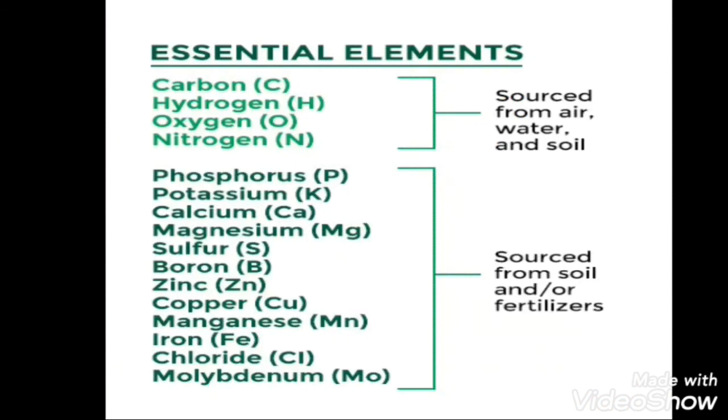Some essential elements present in soil are carbon, hydrogen, oxygen, nitrogen, phosphorus, potassium, calcium, magnesium, sulfur, boron, zinc, copper, iron, chloride and molybdenum.